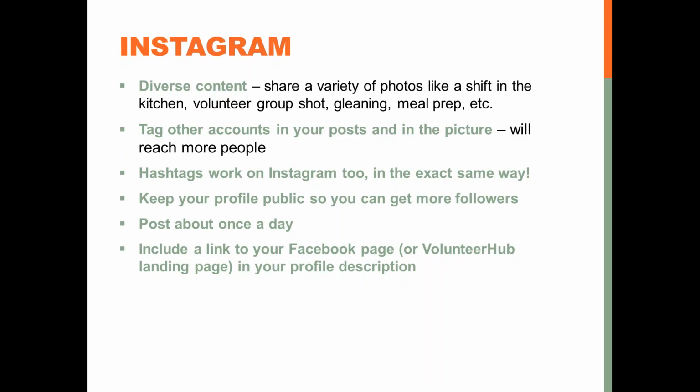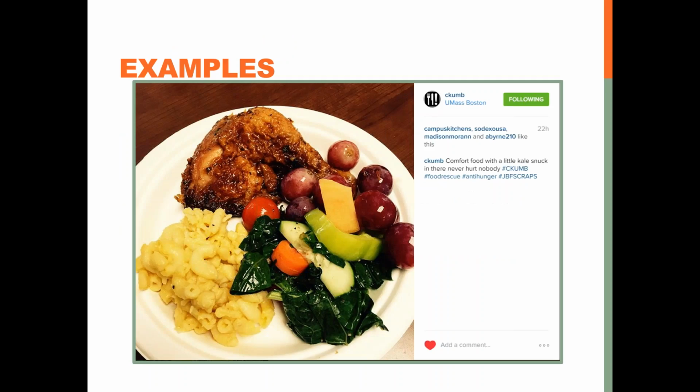So for an Instagram post, the image is obviously the main point, and you can include a caption for it, but it's kind of hard to include links on Instagram. Like on CKP's national Instagram account, we have a link to our website in our profile. So I would recommend that you link to your Facebook page or maybe your Volunteer Hub landing page in your profile to let people find out more about you. On to the next one, which is Instagram examples.